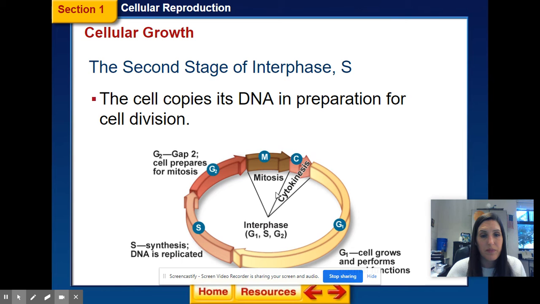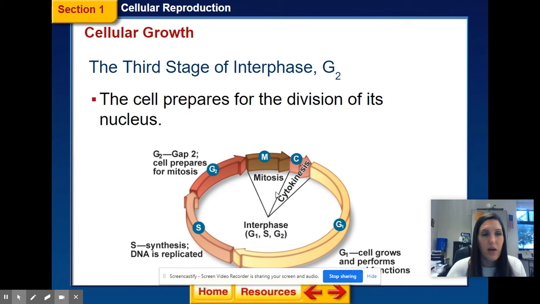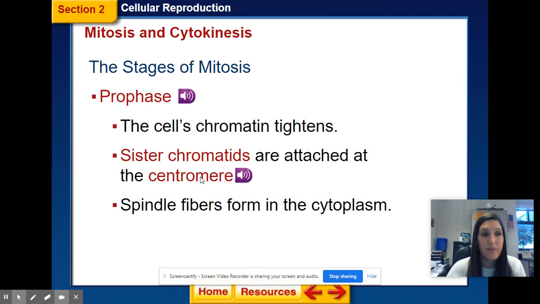It pinches apart. Okay? All right, the third stage, gap 2, the cell prepares for division of the nucleus. We copied this slide just so that we could get to the next picture because we wanted to go through the phases of mitosis. So there's a lot of vocabulary here that we're going to have to get to next time.